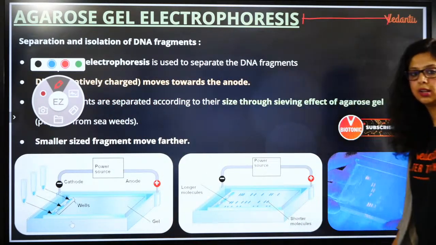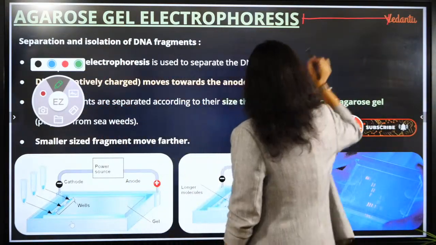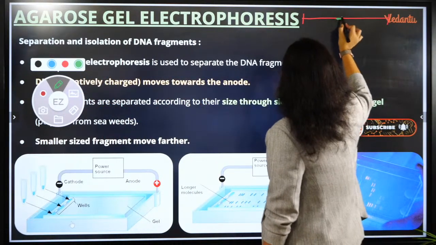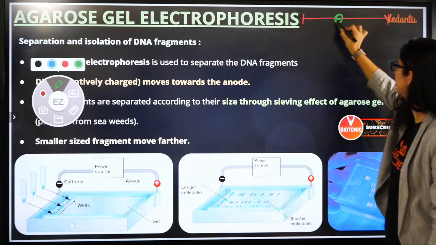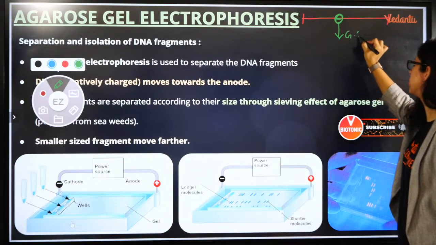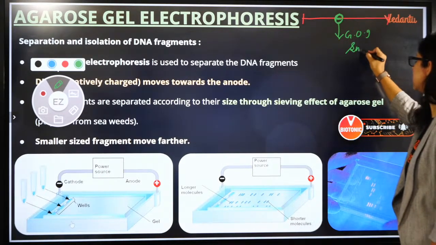So what we have to do here is that if I have such a huge DNA, such a huge one, my gene of interest is only this much. This is my gene of interest. Can you see my gene of interest, please? So my GOI, my gene of interest, is really small in size.